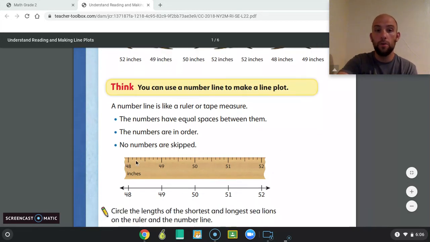So our lowest number that we need is all the way to the left, and our highest number that we are going to need will be all the way to the right.